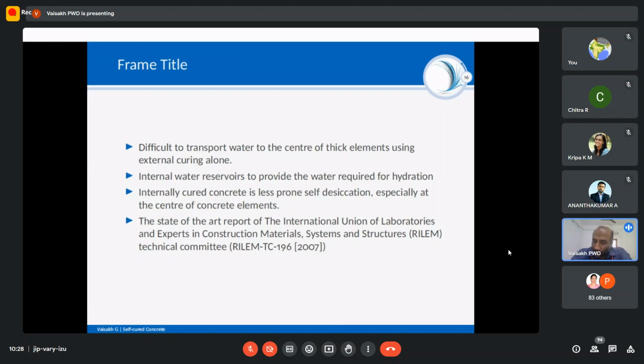Lightweight aggregates were used earlier for reducing the weight of the structure. But this perspective was suggested by Weber and Reinhardt in 1997. Use of chemical admixtures in concrete which can retain the water by means of chemical bonding can also be used for internal curing, that is self-curing. When I say internal curing, it means it is synonymous to self-curing.